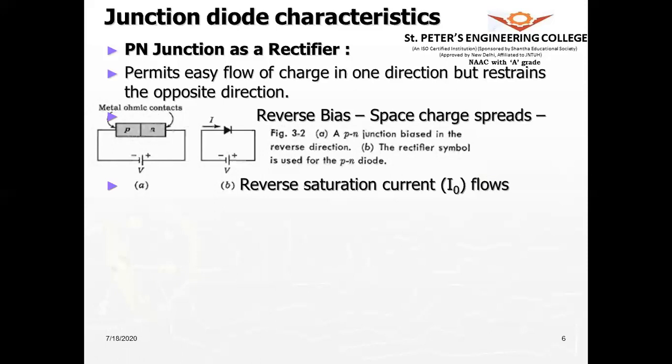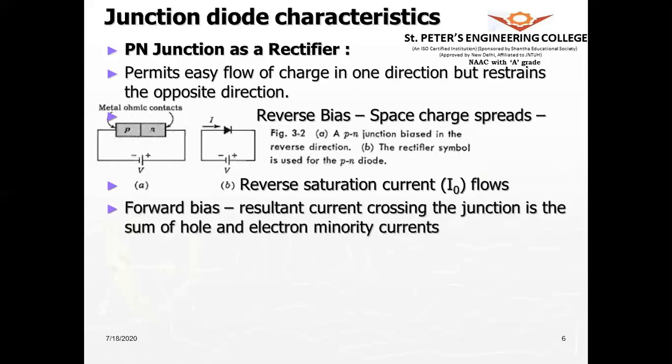Because it will be very small and it will not be able to contribute much. It is a very small current because the charges are saturated at both sides, so they will not be able to move much.